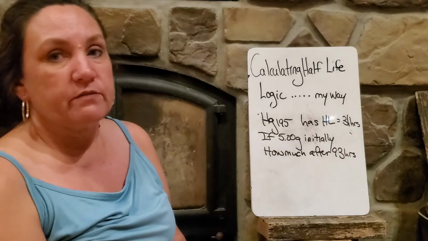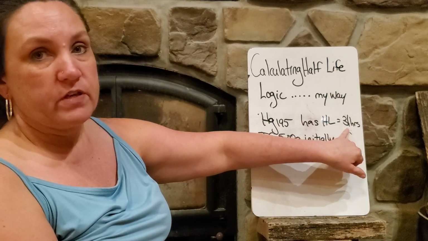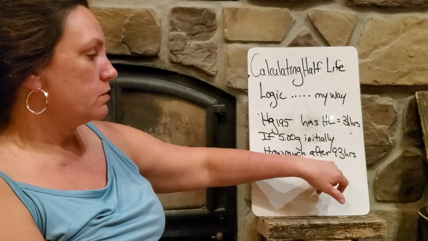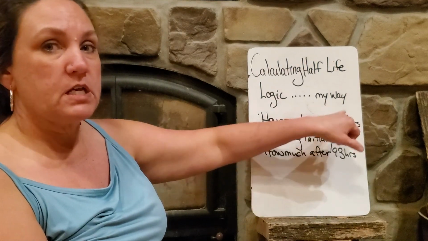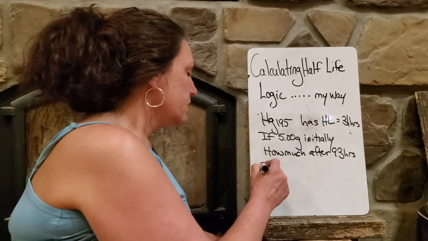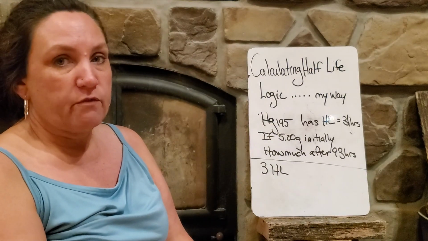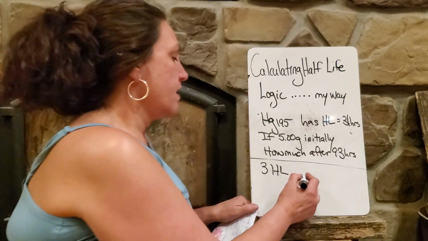All right, well, first I've got to figure out how many half-lives that is. One half-life is 31 hours. So 93 hours, how many half-lives have passed? 93 divided by 31. So I know there has to have been 3 half-lives that have passed. So I'm starting with 5 grams.